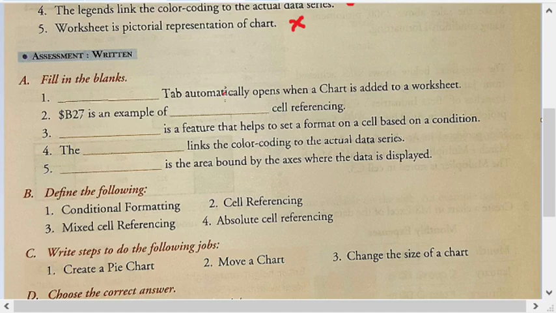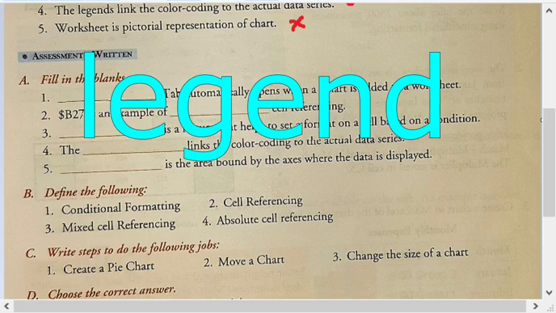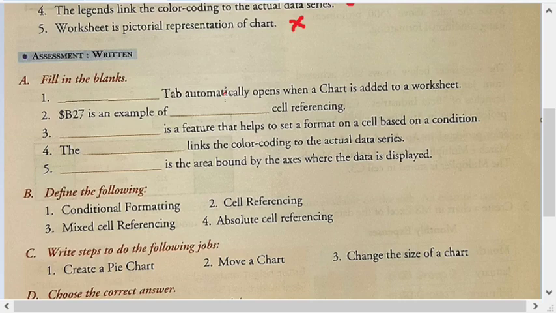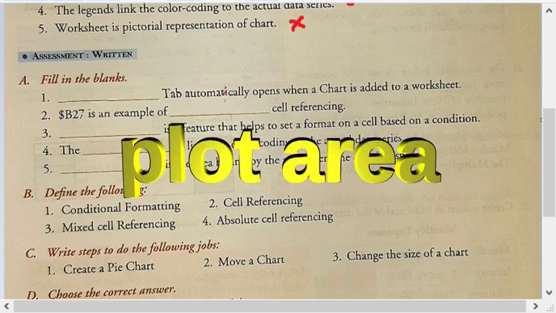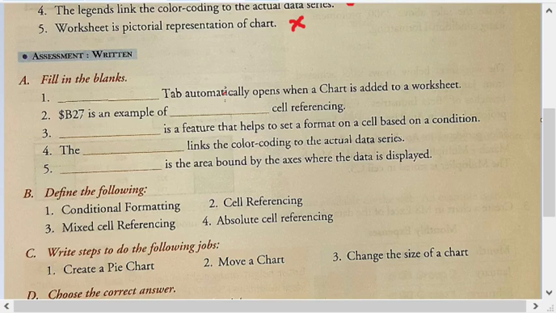Fourth, the blank space links the color coding to the actual data series. Its answer is the legend. Fifth, blank space is the area bound by the axis where the data is displayed. Answer is the plot area. Question number B. Define the following. The conditional formatting. Its answer is given on page number 38.